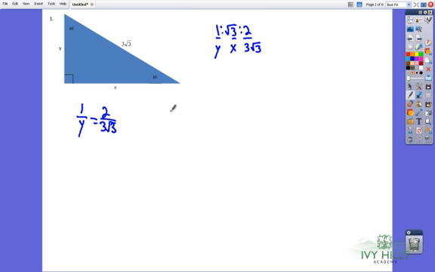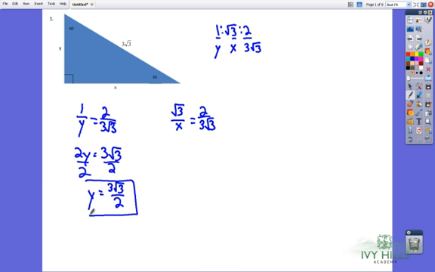And the other proportion will be root 3 over x equals 2 over 3 root 3. Solving each of these proportions, we will have 2y equals 3 root 3. Dividing both sides by 2, you will get a y value of 3 root 3 over 2. For my x value, I will cross multiply and I will get 2x equals 3 root 3 times root 3.